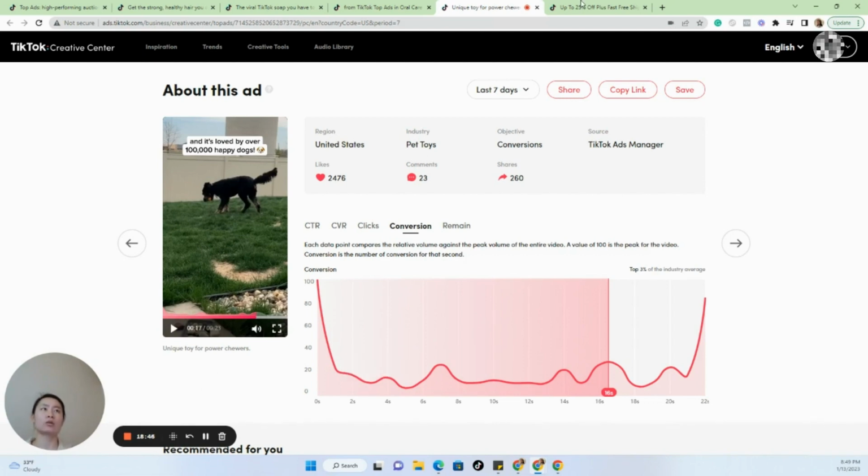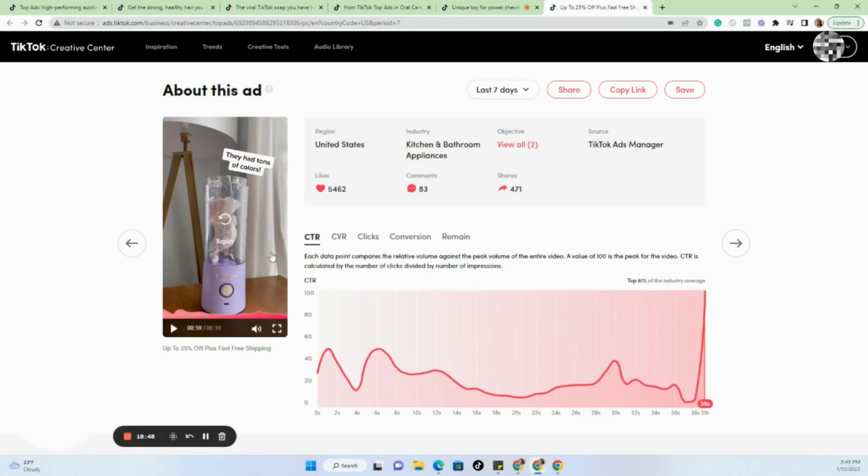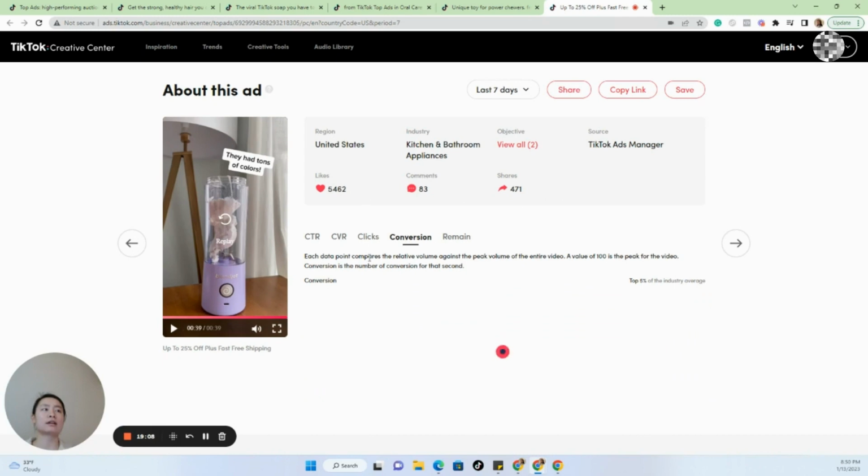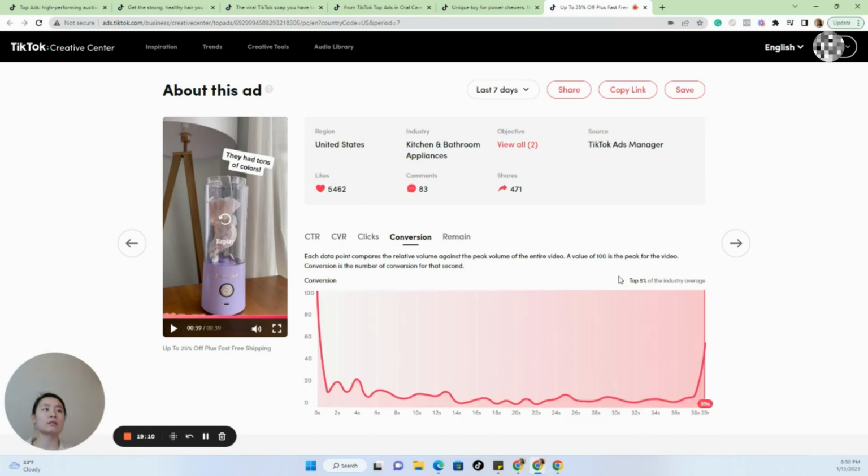Okay, cool. So let's take a look at the last ad here. So BlendJet, they have also been advertising on TikTok for quite some time now. I have also been seeing their ads even organically on the platform. And definitely they are doing super, super well in terms of the metrics, likes, comments, and shares. And again, let's take a look at the conversions. Top 5% of industry average, definitely not bad. So let's take a look at their ad.